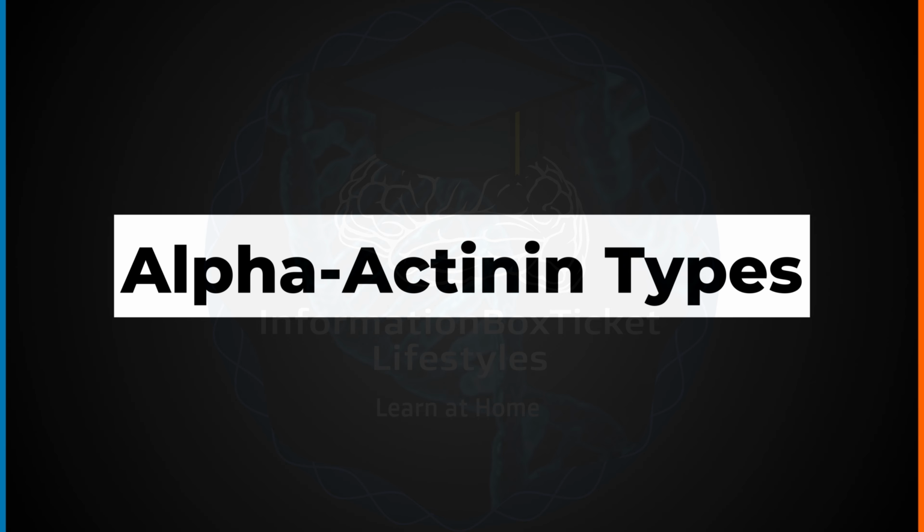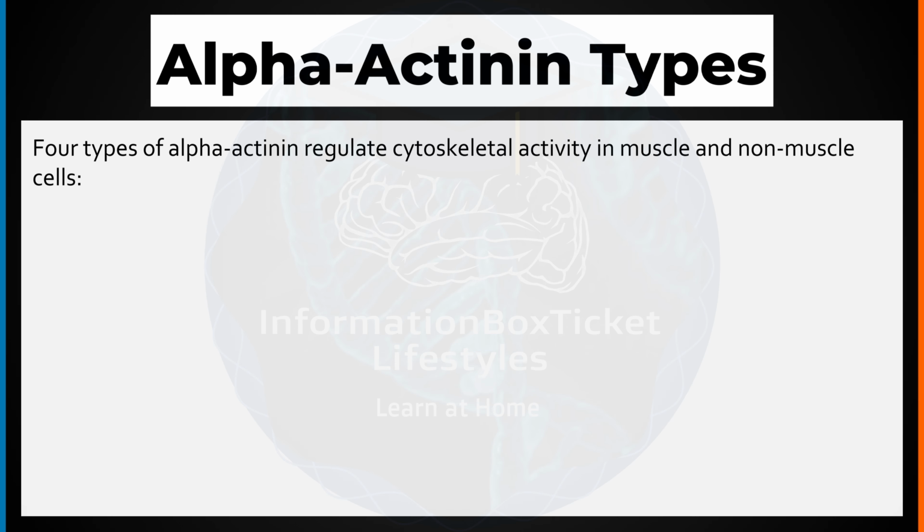Alpha-actinin types. 4 types of alpha-actinin regulate cytoskeletal activity in muscle and non-muscle cells.